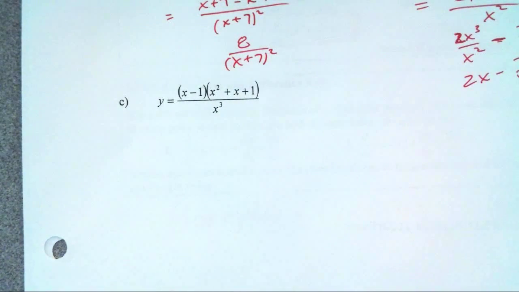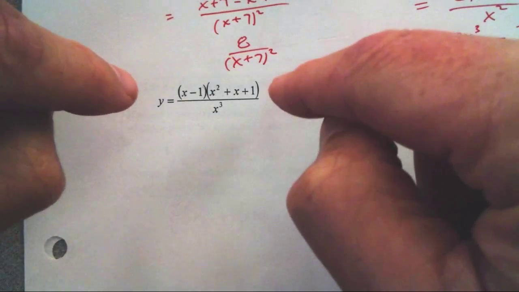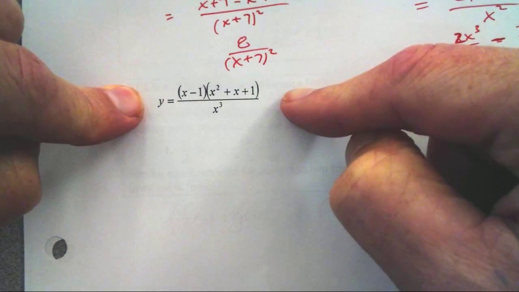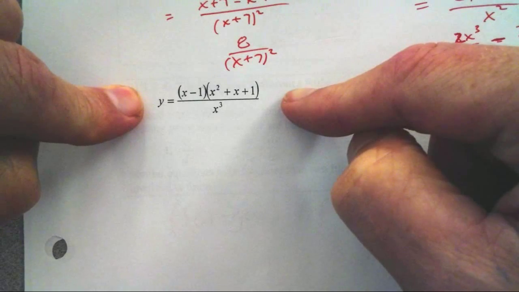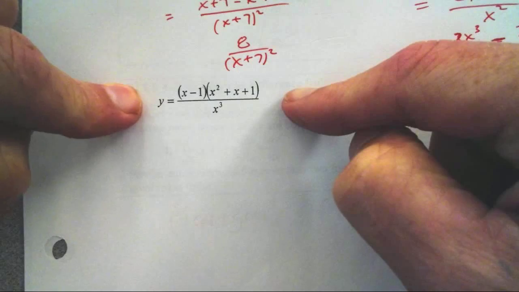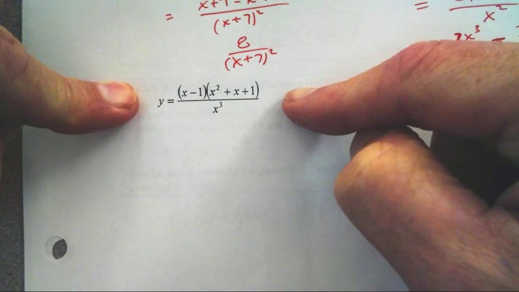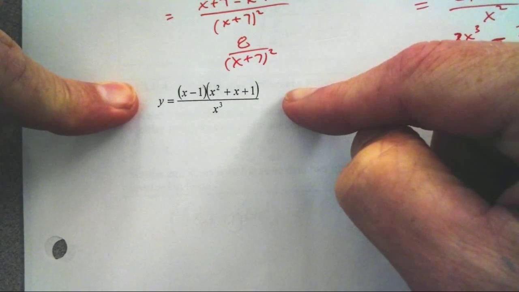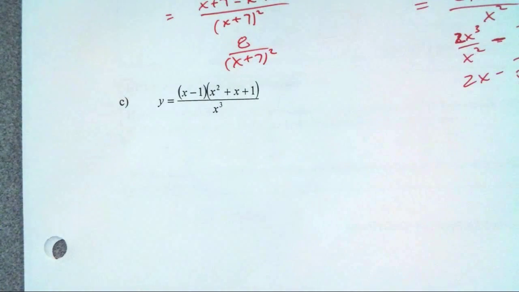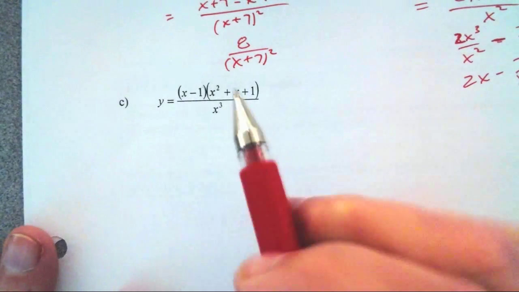What we have to determine is, in the big picture, is this a quotient, or is it a product? Is this a product with a quotient built in, or a quotient with a product built in? It's a quotient with a product, right? So we're going to quotient rule this. Oh, that's good. We get to say the poem.